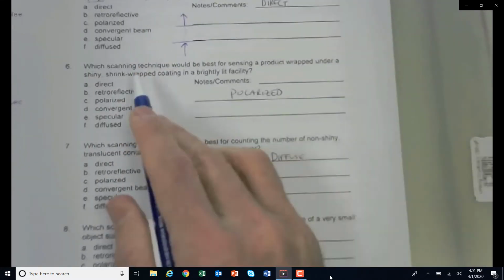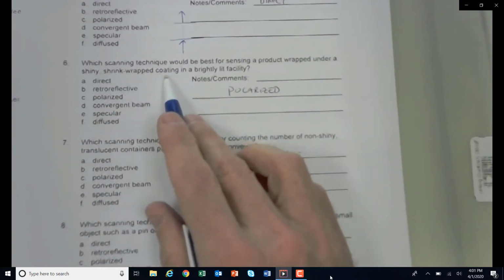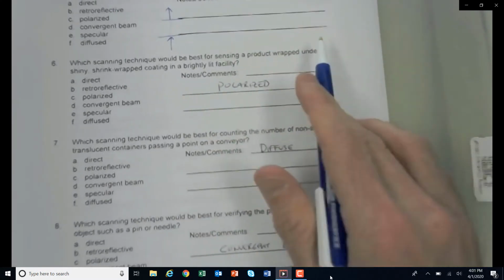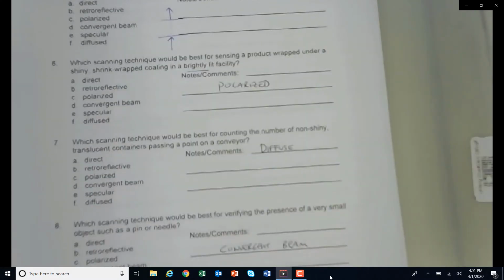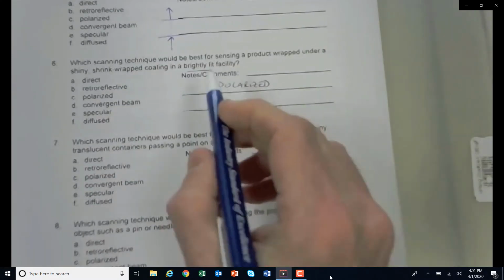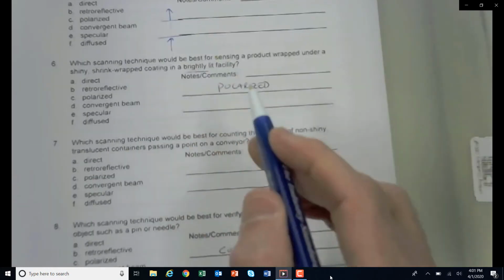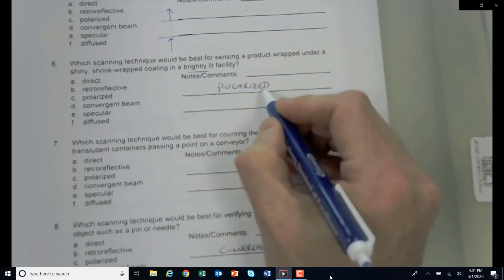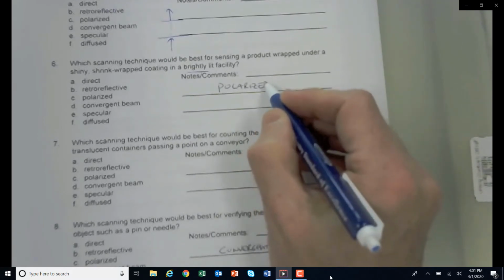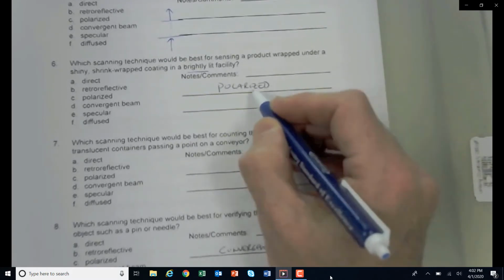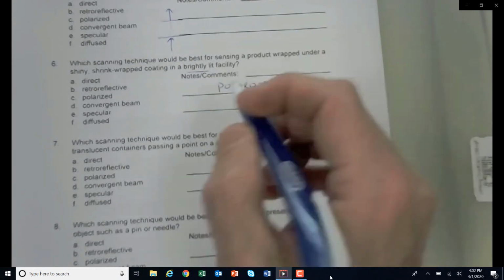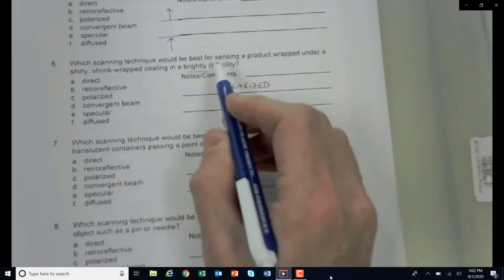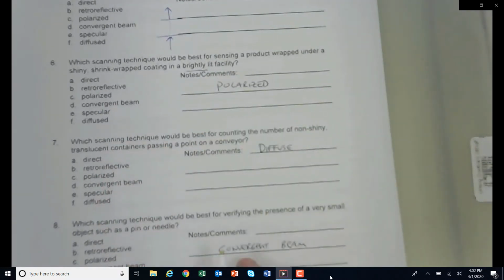Which scan would you use for sensing a product wrapped under a shiny shrink-wrap coating in a brightly lit facility? What we have here is the brightly lit. We don't want the light in the facility to mess up the collector. So you might want to use a polarized sensor. I'll show you a picture a little bit later about what a polarized sensor is. But basically what that does is straighten out the light so that if it comes back off. Maybe some of these other ones could work. This might be one where you would have to try a few different ones and see what works best.